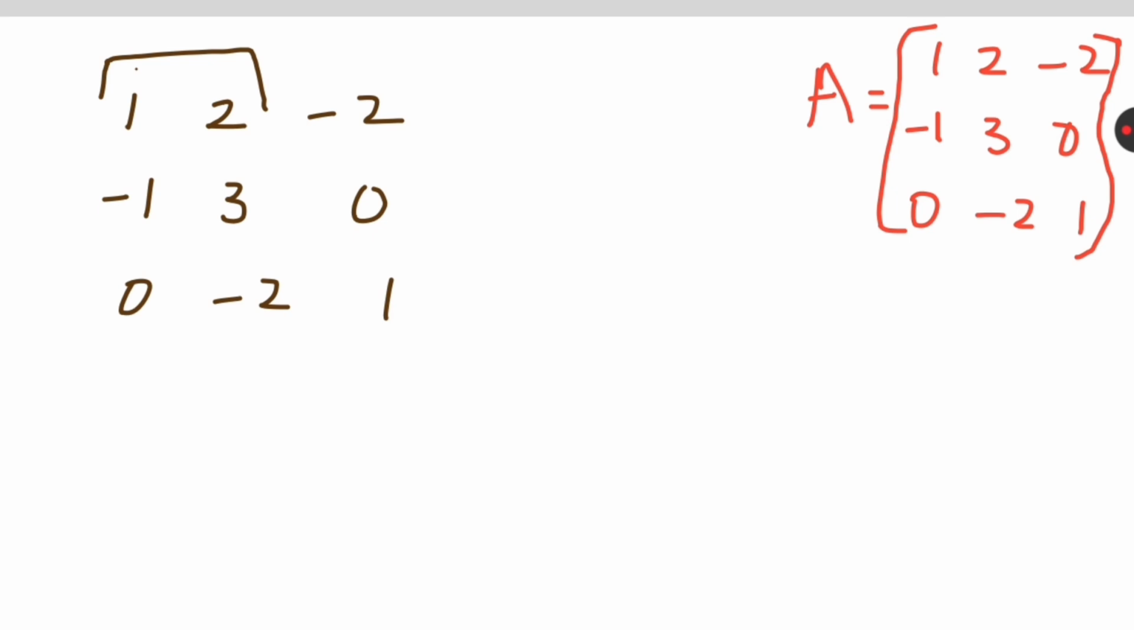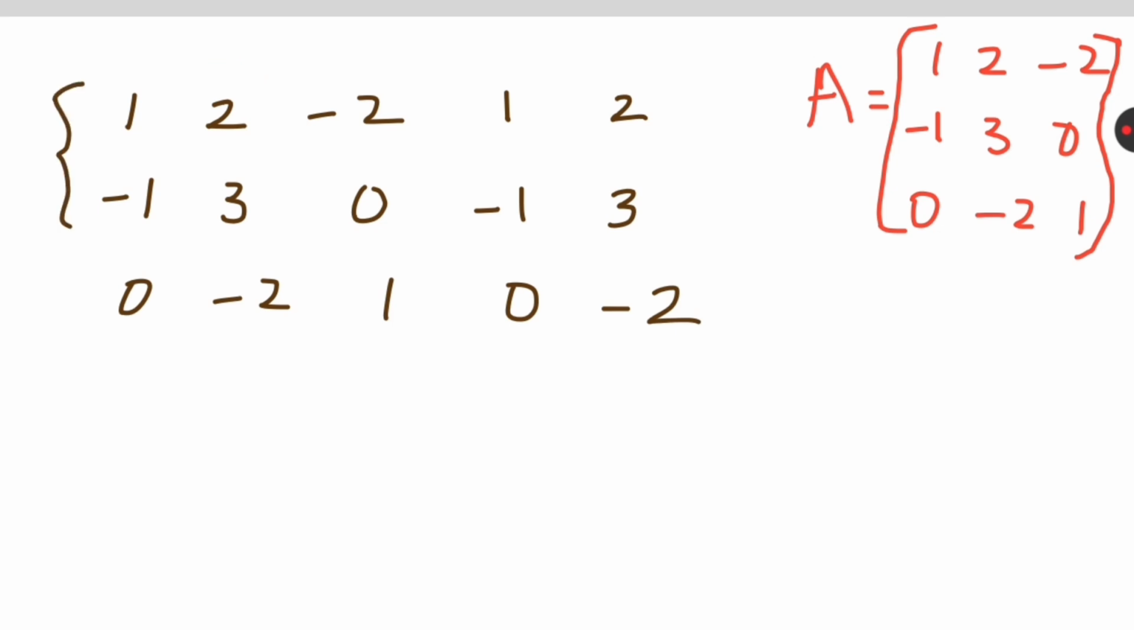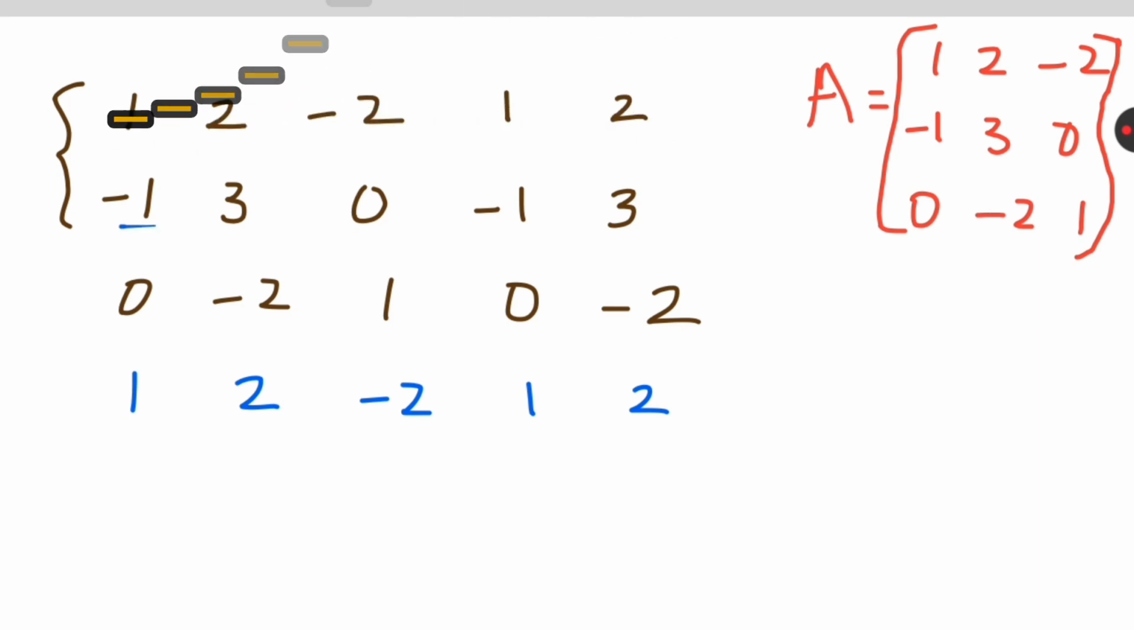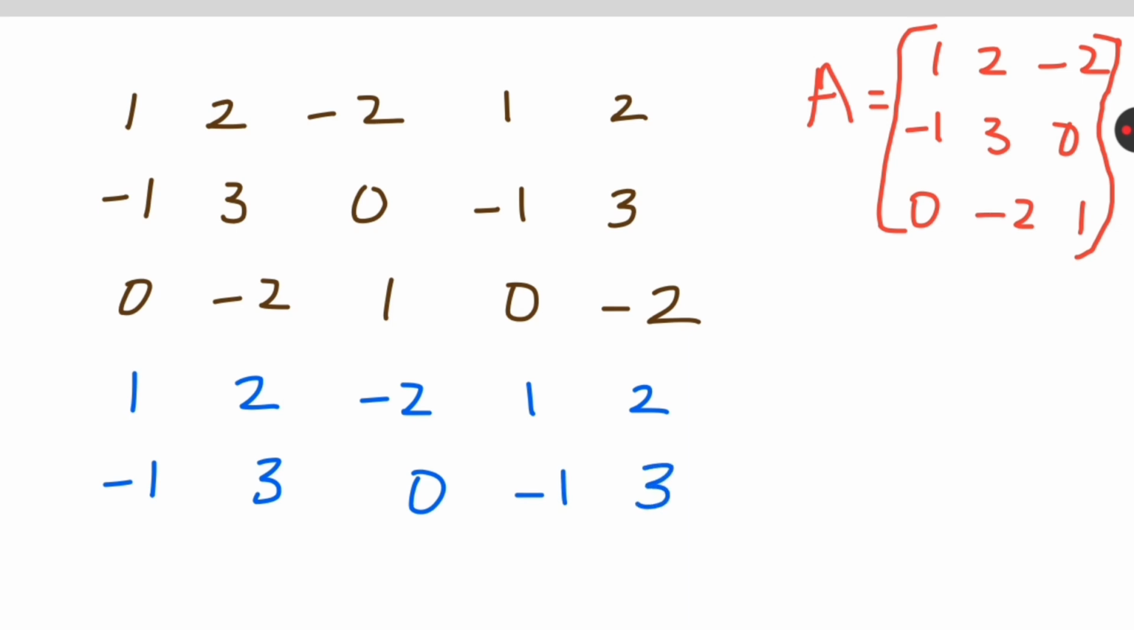So what we have: the first column is 1, minus 1, 0. The second column is 2, 3, minus 2. The third step is you have to copy the first two rows below this matrix. So the first row is 1, 2, minus 2, 1, 2. And then copy the second row as it is: minus 1, 3, 0, minus 1, 3. Our steps are done. Now we need to do the multiplication.